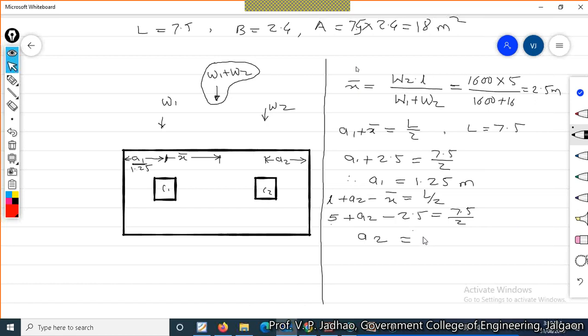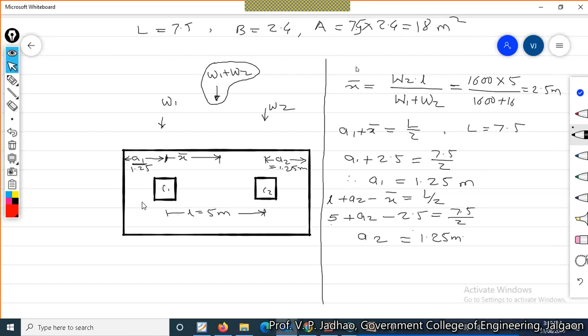So we get the value of A2 is equal to how much? Okay, you can write in the chat box. It is equal to 1.25 meter again. So we have got this value, A2 is equal to 1.25 meter. Now again, we know this distance, small l. This small l is equal to 5 meter.